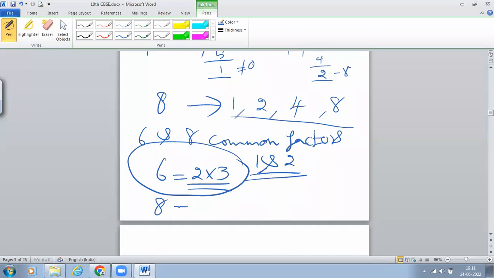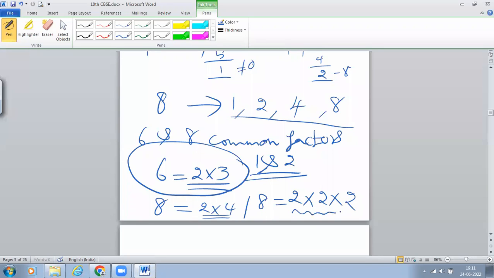Likewise, how will you factorize 8? 8 can be factorized as 2 into 4, but this is not prime factorization. Now, what is the prime factorization of 8? Can anyone tell me? 2 into 2 into 2. Listen, when you multiply 2 three times, you will get 8. That is 2 into 2 is 4, 4 into 2 is 8.